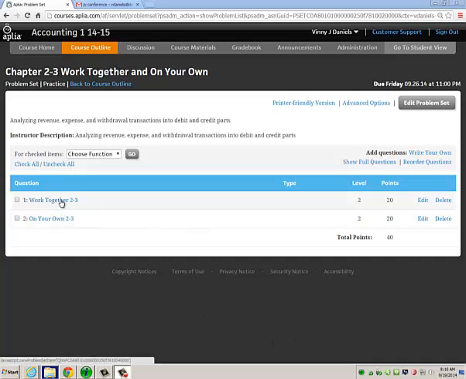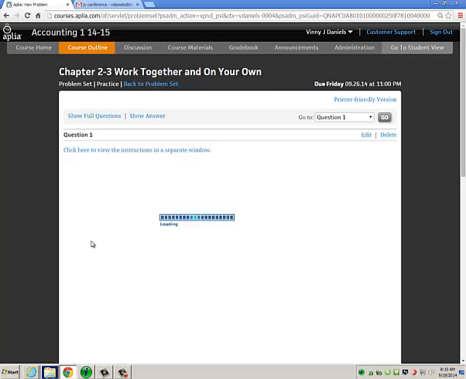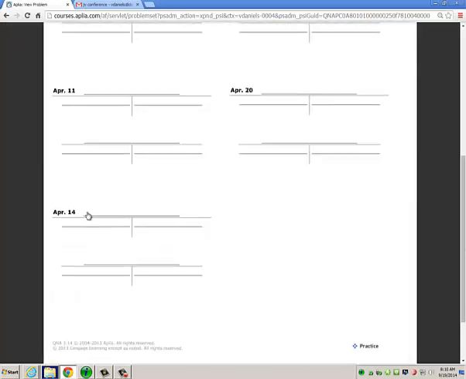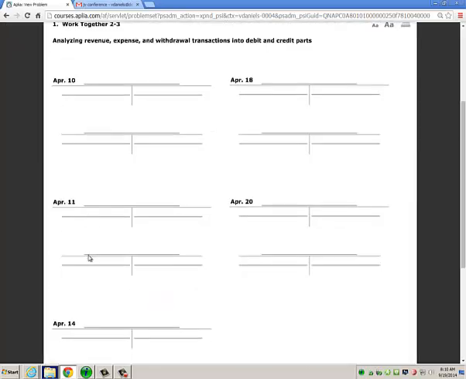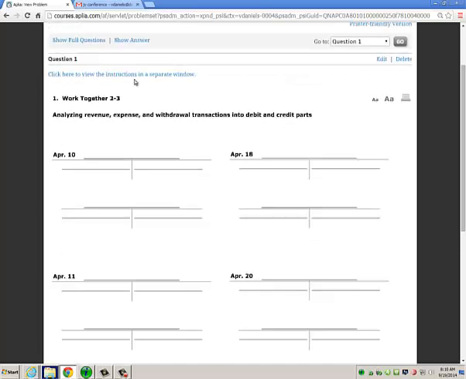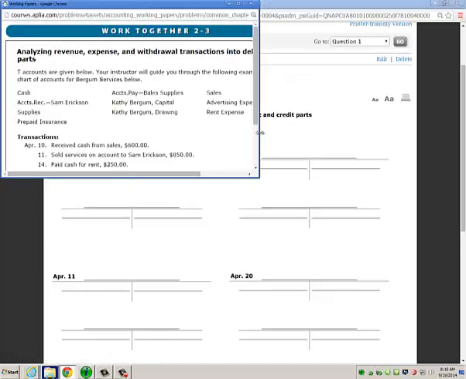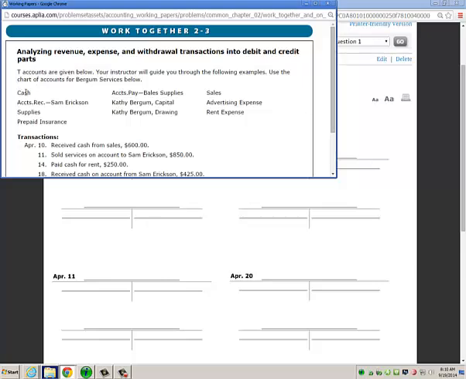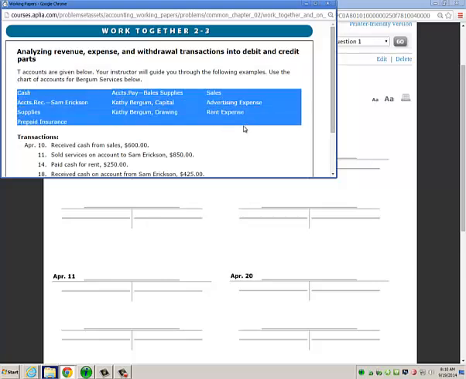Now 2-3 is a lot like 2-2, so they should look familiar to most of you. I'm going to start with the work together 2-3. What it looks like is a bunch of T accounts, and I just want to walk you through the process that we're going to have to take. First and foremost, we must pick our instructions up. So we look at our instructions and we realize at the top, once again, they've given us a chart of accounts. So these are the accounts that we're obviously going to have to use in some way, shape, or form today. So let's see what we can do.